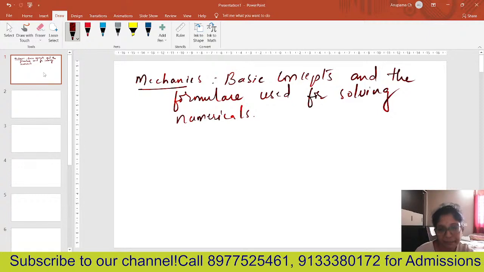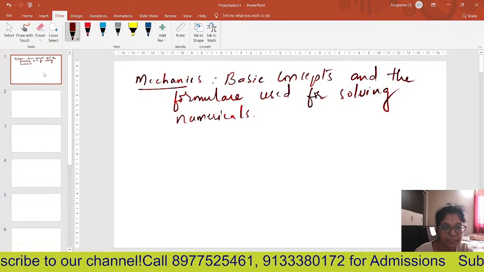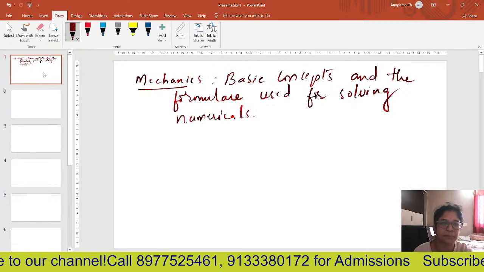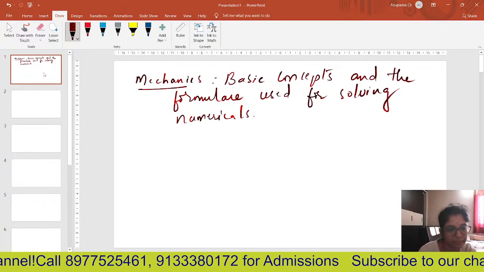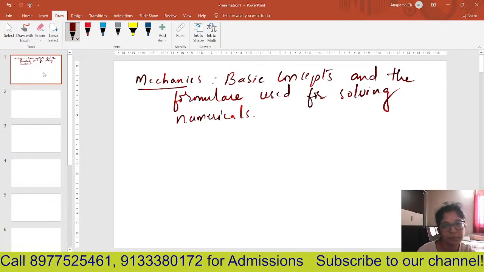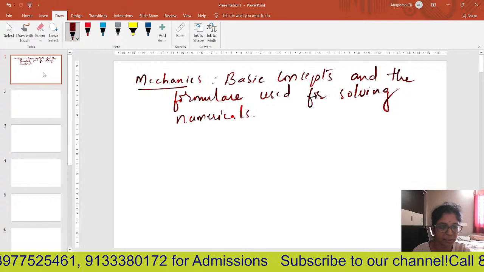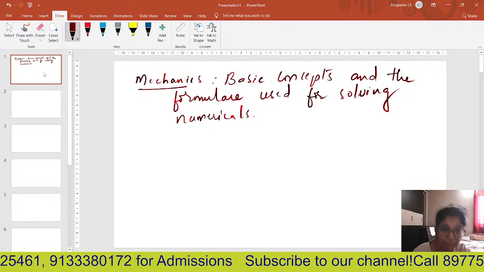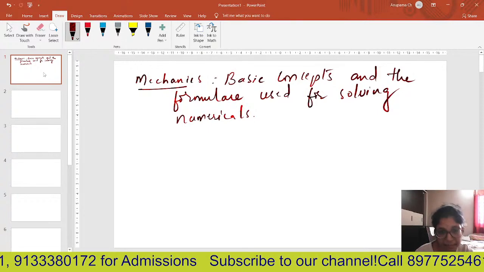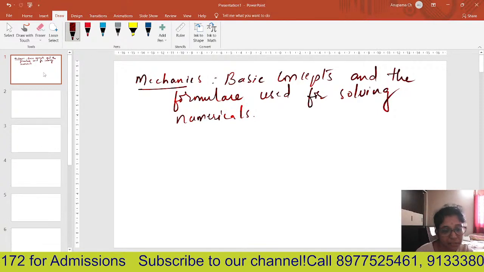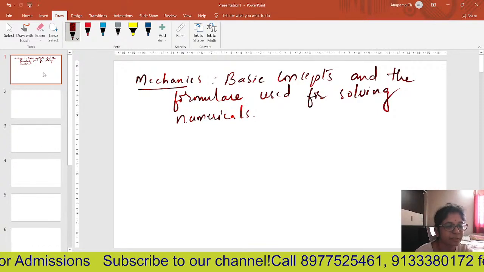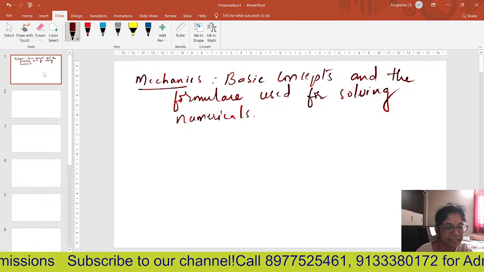So in this session we are going to discuss as many as possible the formulas, the important concepts in solving the problems, right? We are not going to discuss about the numericals and all. It takes a little more time, but I will just try to cover the basic concepts which are used in solving the problems, right?